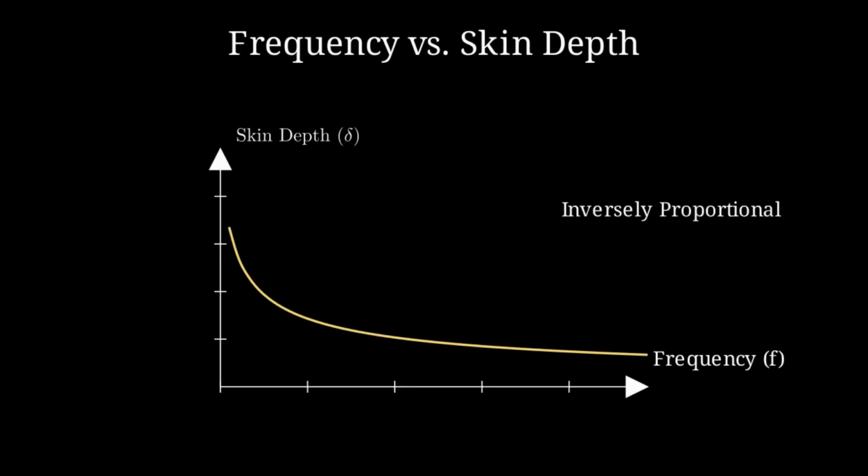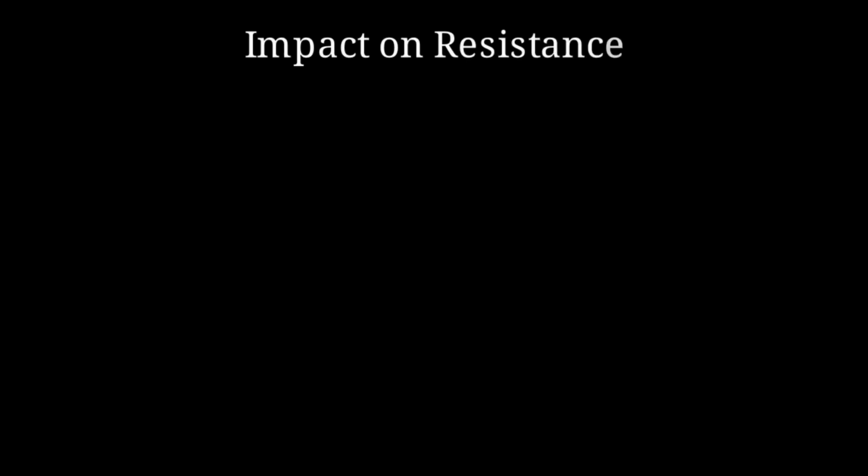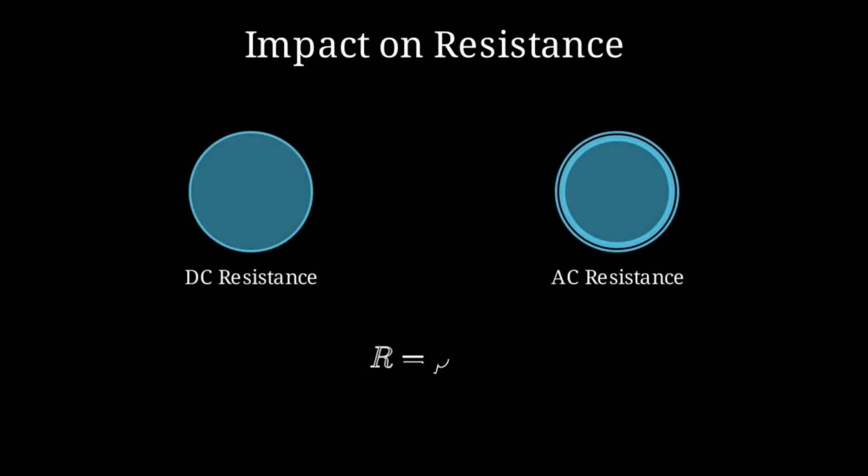a thinner layer. Since the effective cross-sectional area through which current flows is reduced, the AC resistance of the wire becomes much higher than its DC resistance. This leads to greater energy loss through heat.